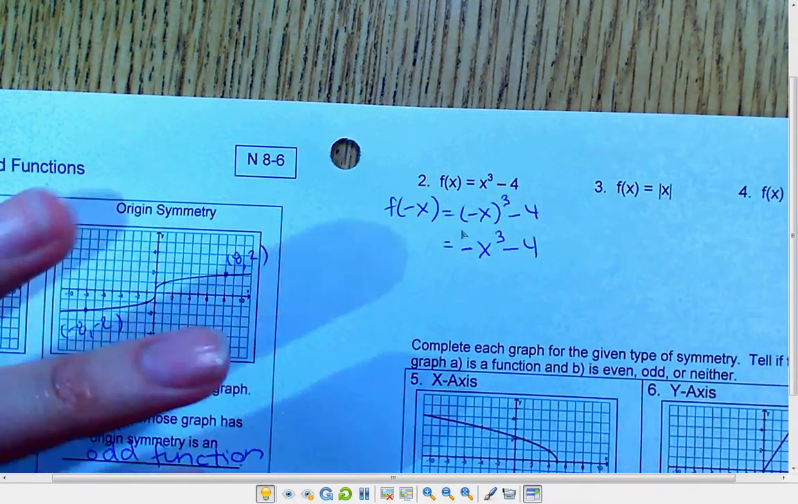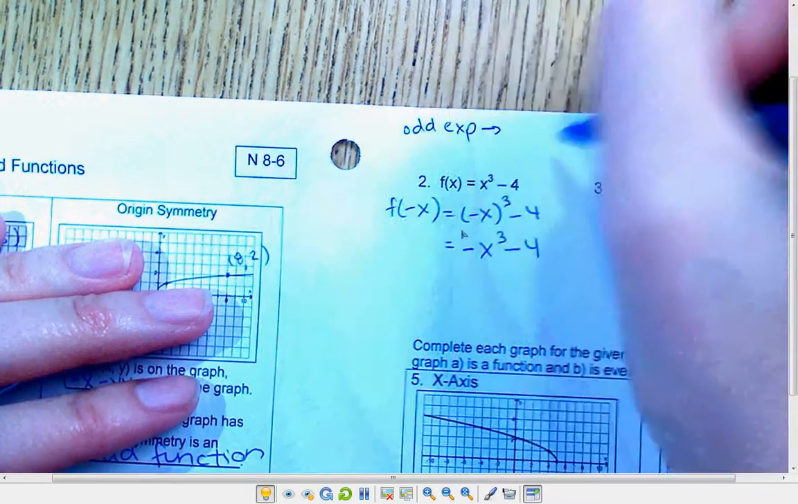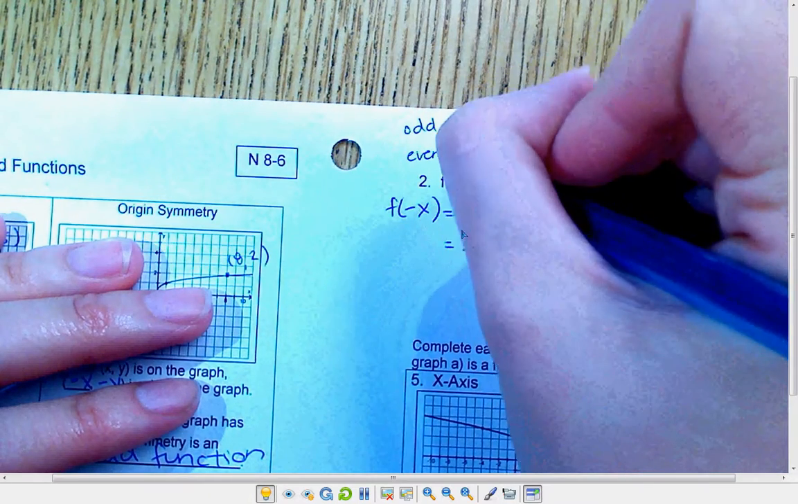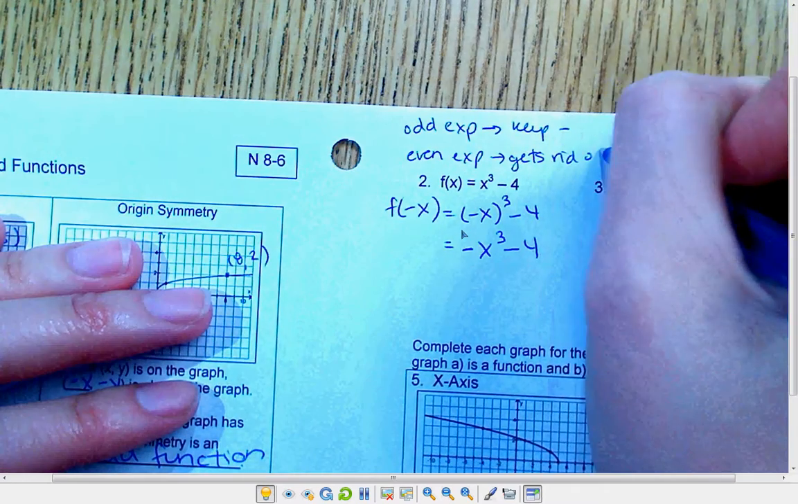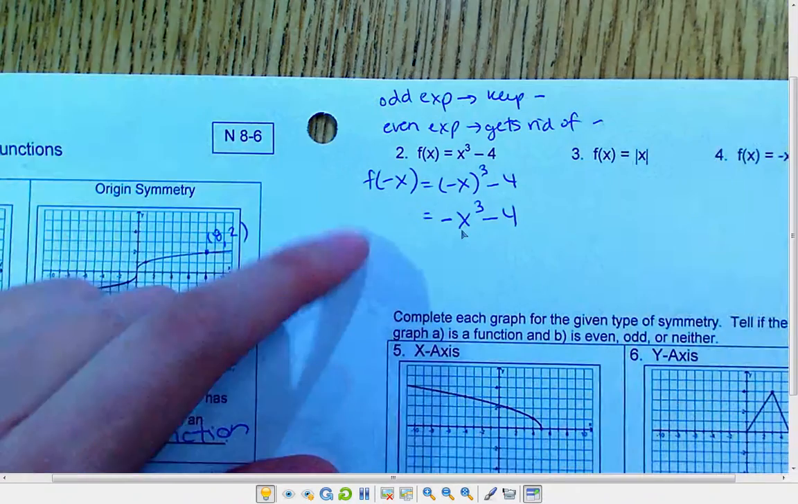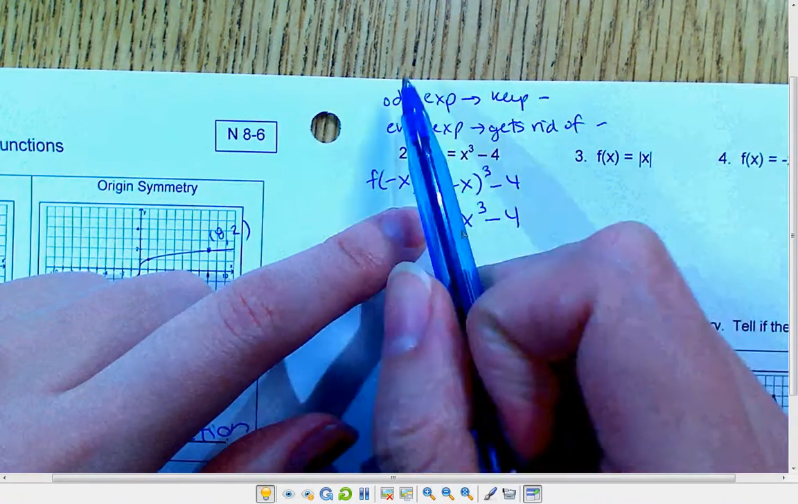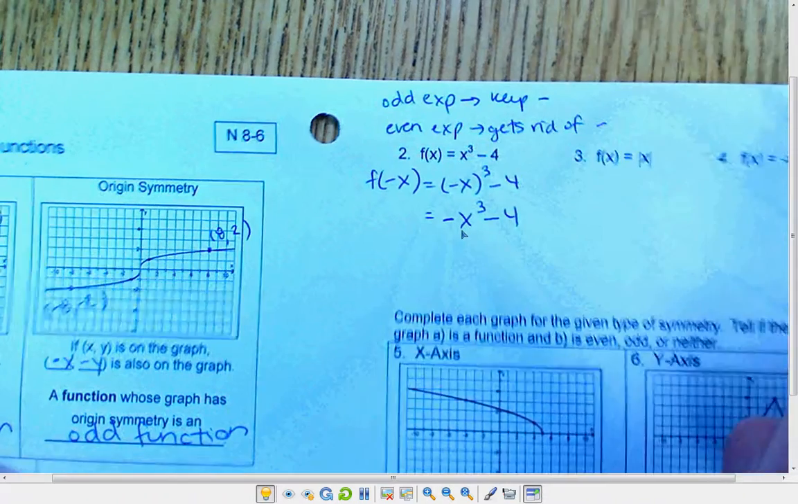A good rule of thumb to remember is if you have an odd exponent, you're going to keep the negative. And if you have an even exponent, it gets rid of the negative, right? So in this case, because it's a negative inside your parentheses and it's odd, you keep the negative. If it was even, like squared, it would get rid of it.